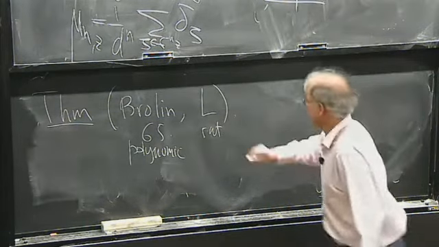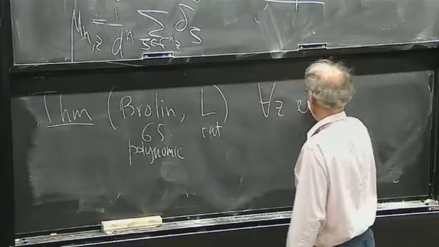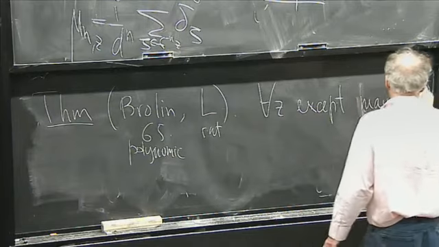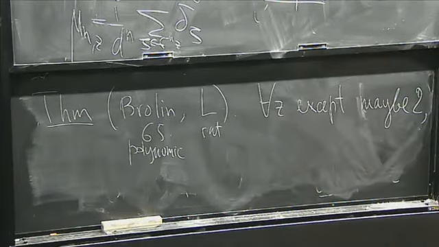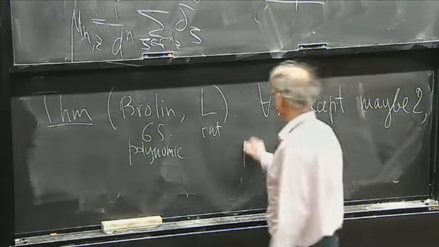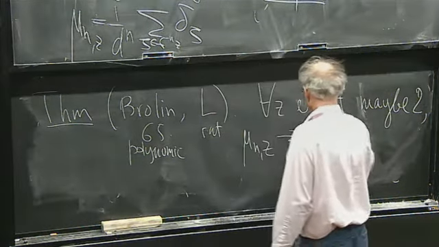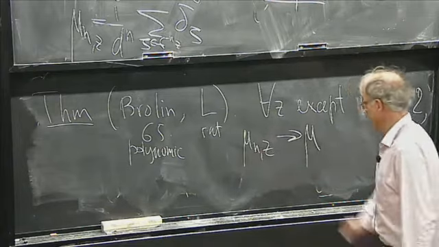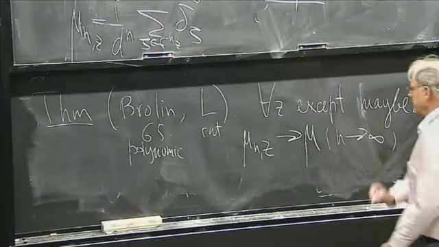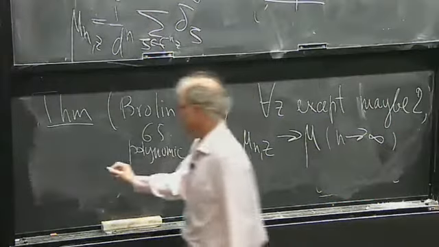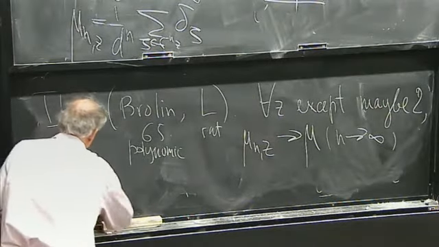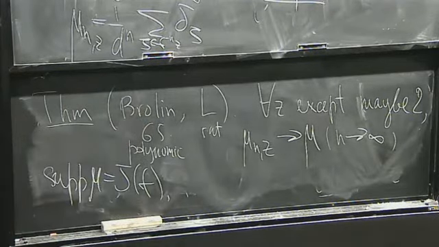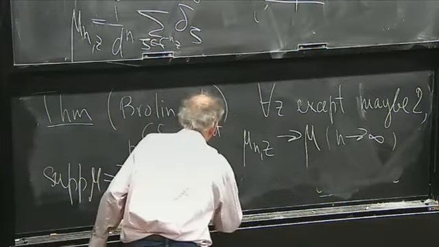The theorem is that for all z except at most 2, and these exceptions, of course, are related to the Montel theorem, mu n z converges to the measure mu as n goes to infinity. This measure mu is independent of z. It is supported on the Julia set. The support of mu is the Julia set. And it is invariant and ergodic.